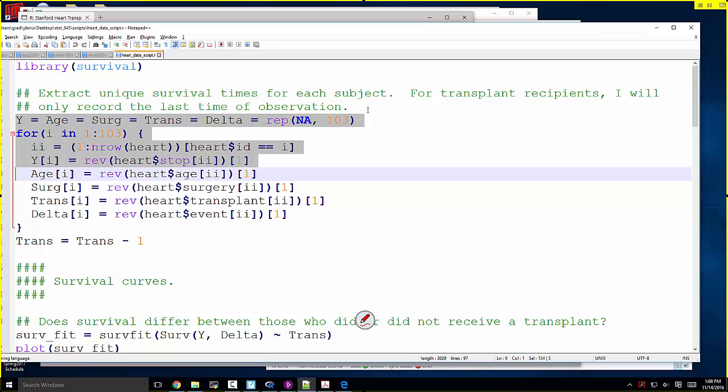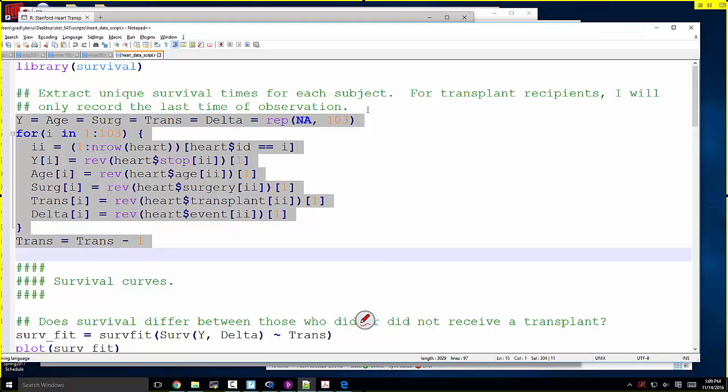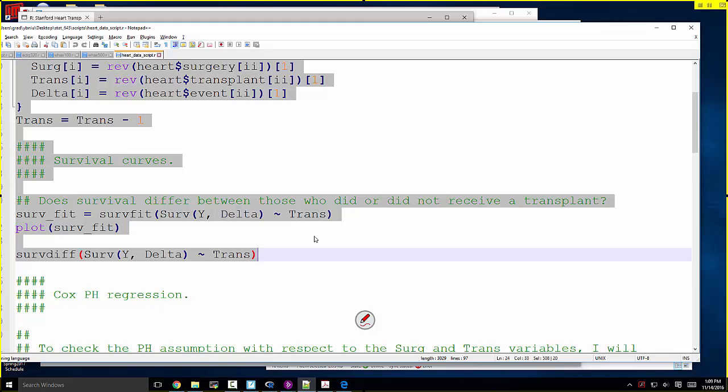And then delta uses the event variable, and we'll keep track of age, surgery, prior bypass surgery, and transplant, yes or no. So we have 1, 2, 3 covariates. Age is numerical, surgery is binary, and transplant is binary. Might as well run this. This is an assessment of ignoring the other covariates.